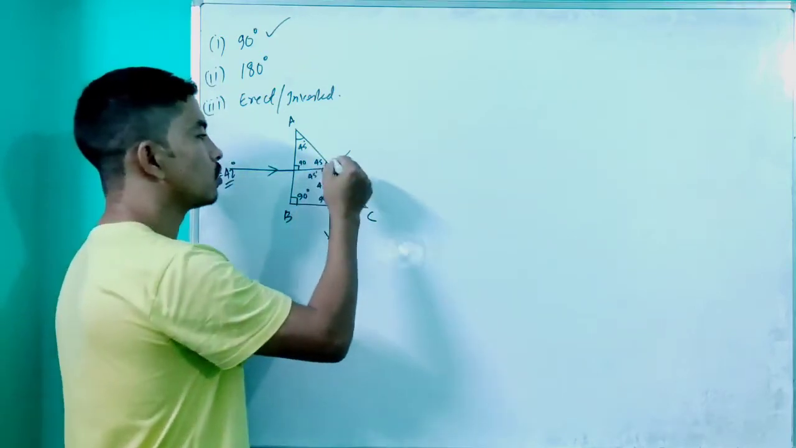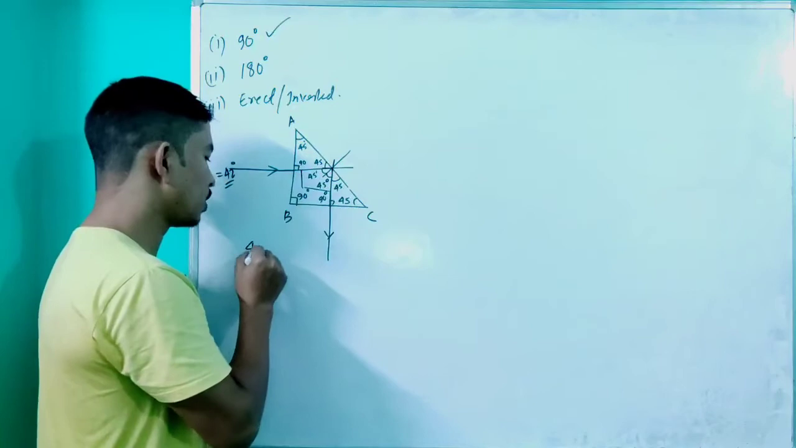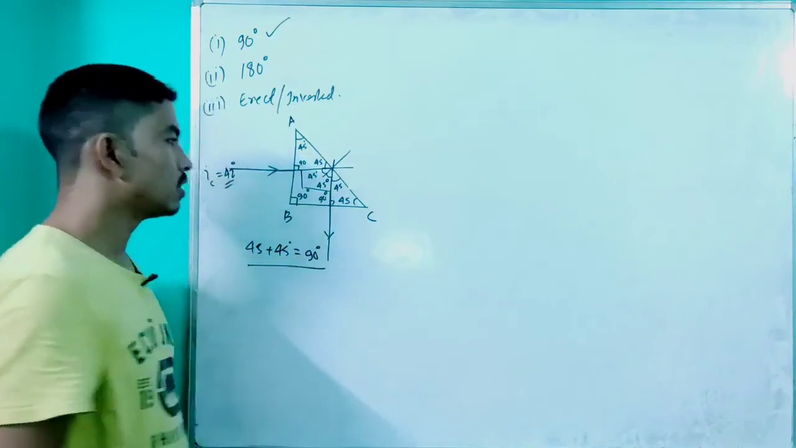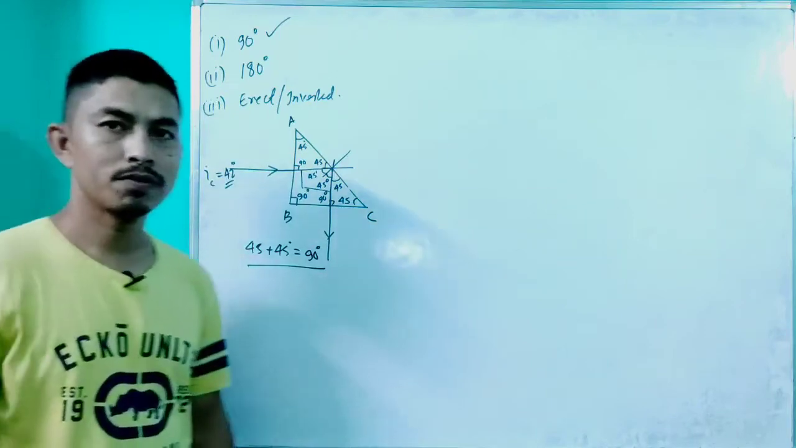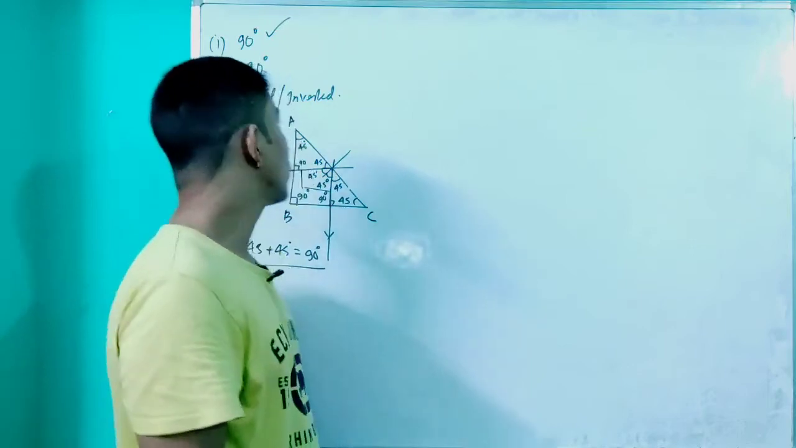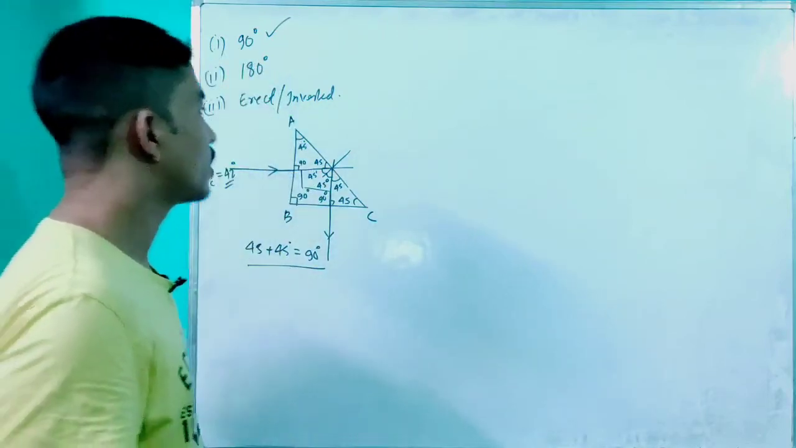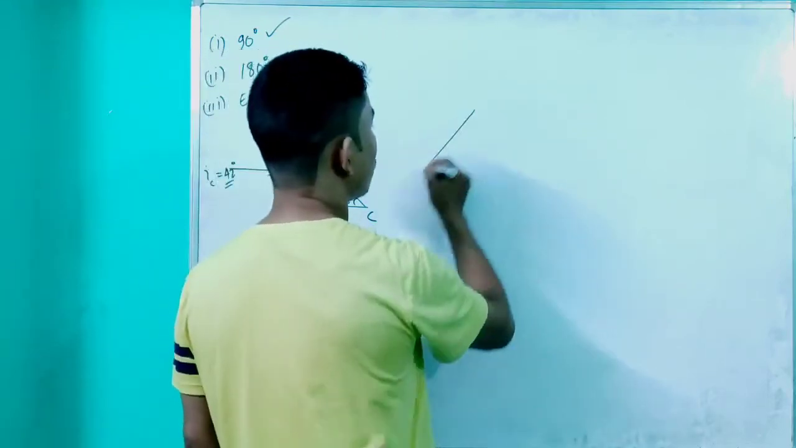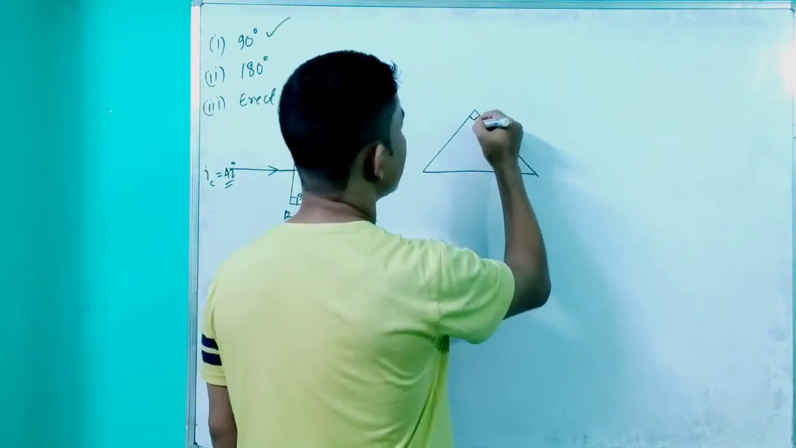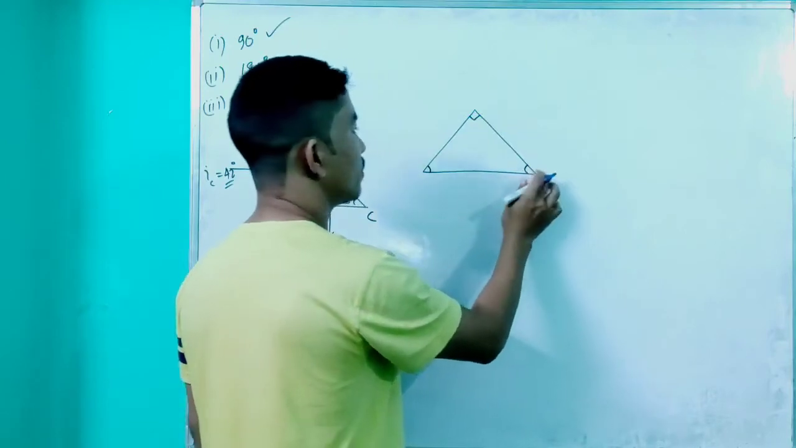If you see, the total deviation produced here is 45 plus 45, which equals 90 degrees. In this way we can deviate a ray of light by 90 degrees using a right angle isosceles prism. Now let us see how we can deviate a ray of light by 180 degrees. In that case I draw a prism in this way, with this being 90 degrees, and these being 45 and 45.